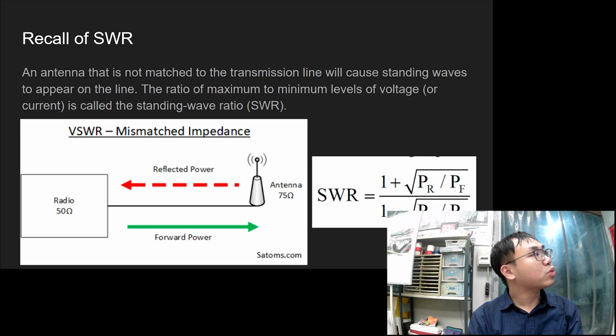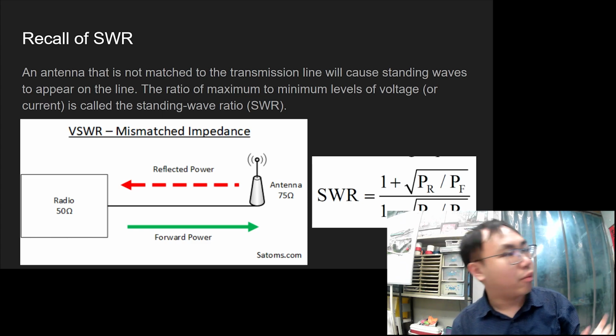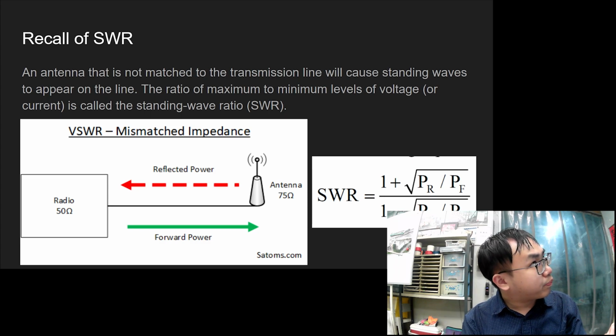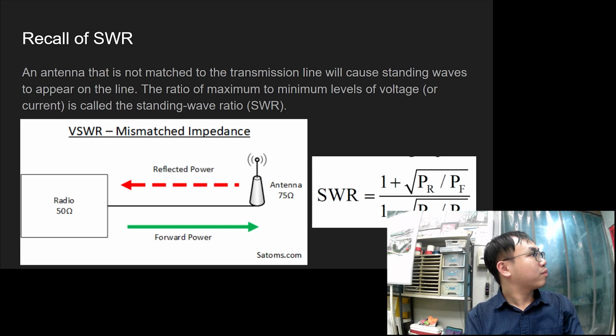Okay. That's why we want to match our impedance, 50 ohm to 50 ohm, as close as possible. And the calculation of SWR is like this: SWR equals 1 plus the square root of power reflected over power forward, over 1 minus the square root of power reflected over power forward. This is the equation that you should memorize. Okay. They may ask you in your exam, because I forgot if I have made this question at my time. Probably not.